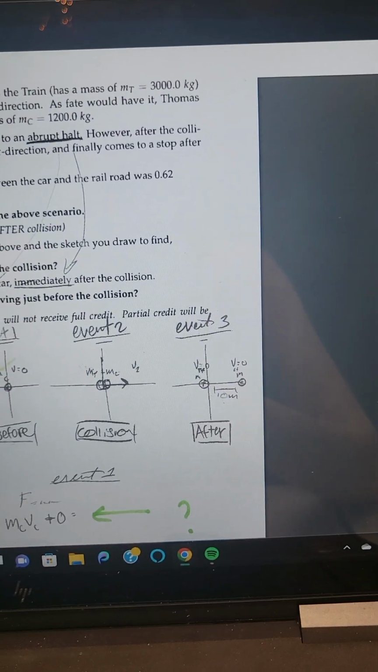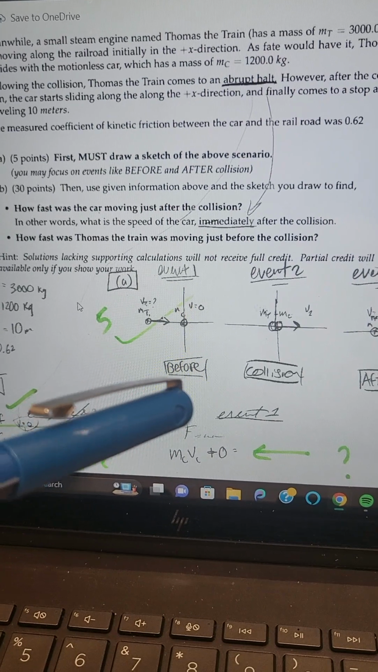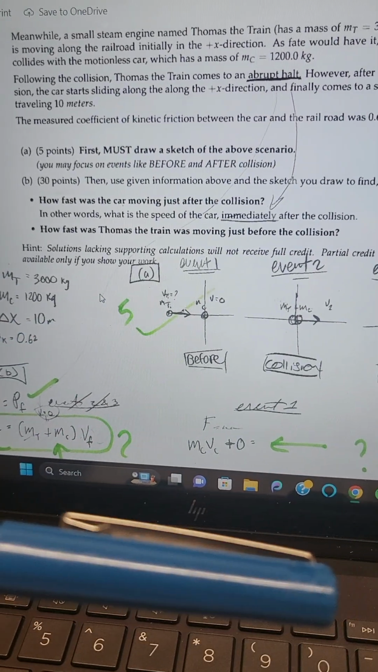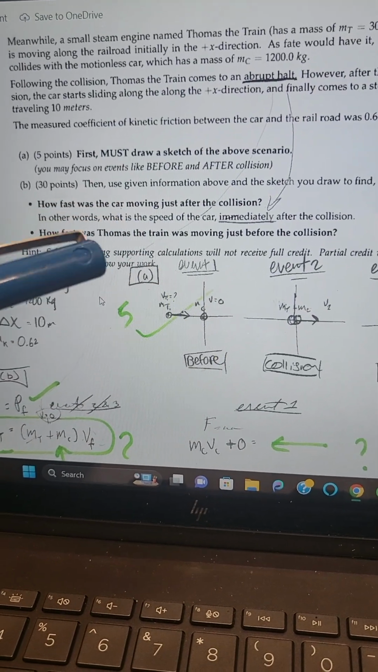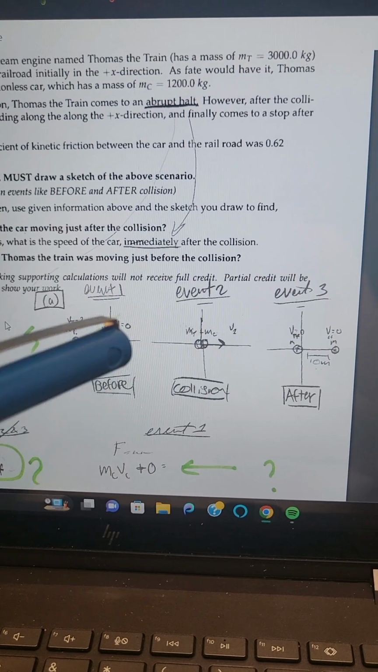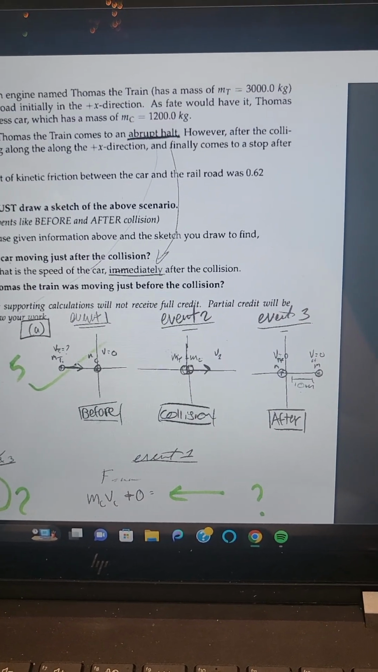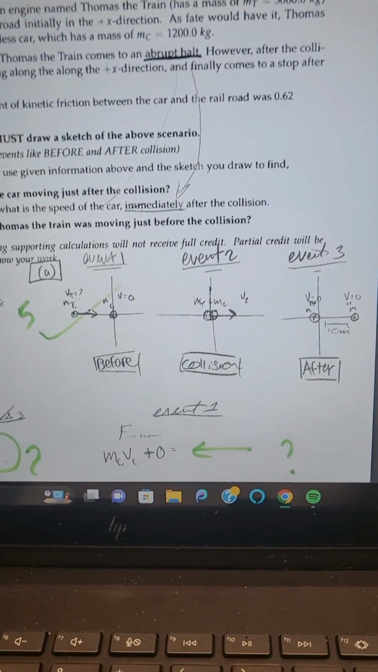So event 1, the car was initially stopped and the train was moving with a certain velocity, which is one of the variables that you find for part B. And then event 2 is during the collision when the two objects are colliding.